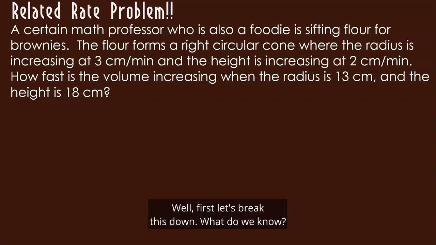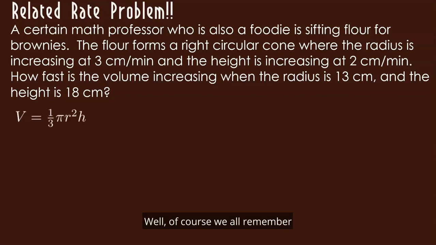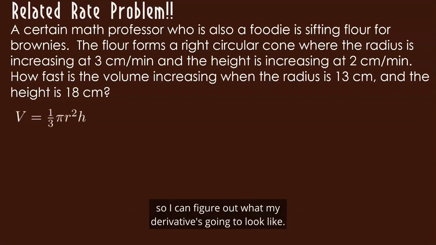Well, first let's break this down. What do we know? Well, of course we all remember that the volume of a right circular cone is 1/3 pi r squared h. Now, what can I get from the paragraph? I want to see what the tree structure is so I can figure out what my derivative is going to look like. So I have my volume.